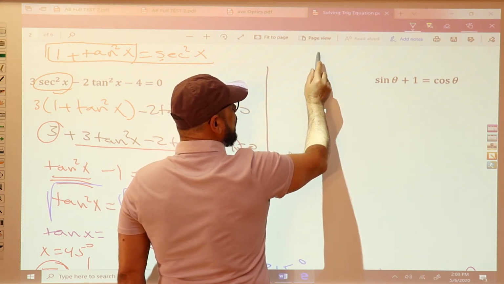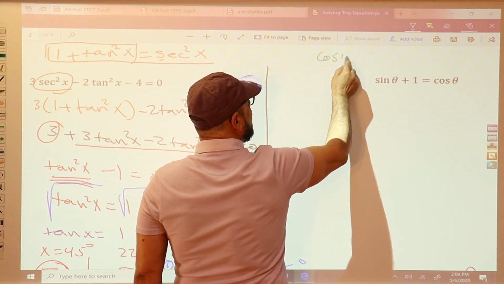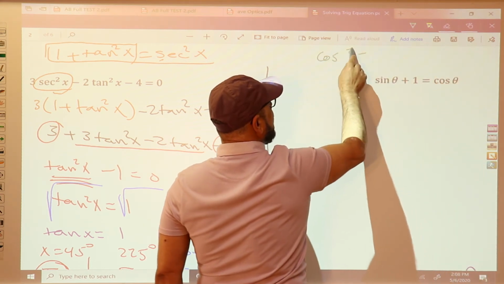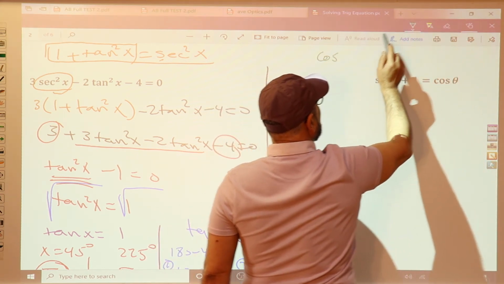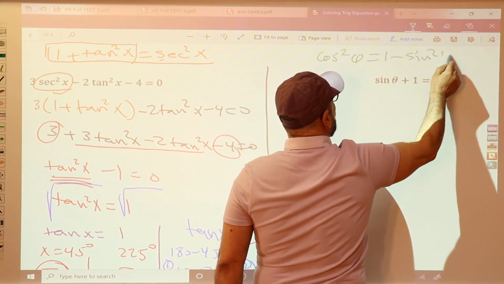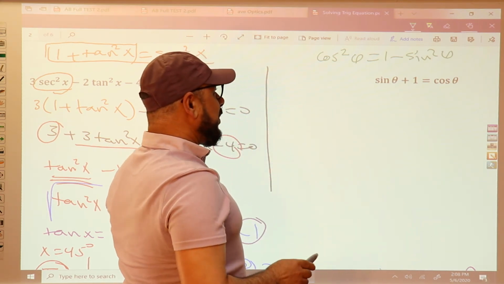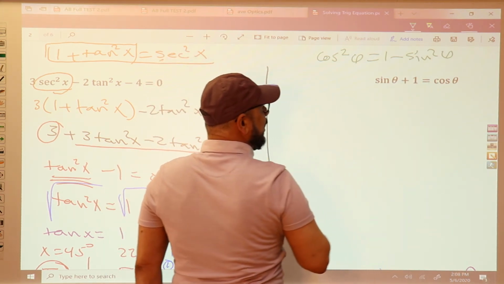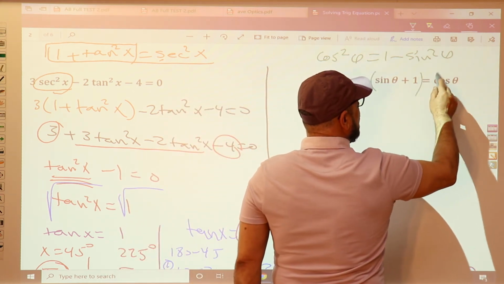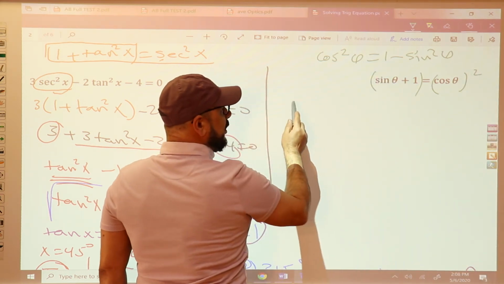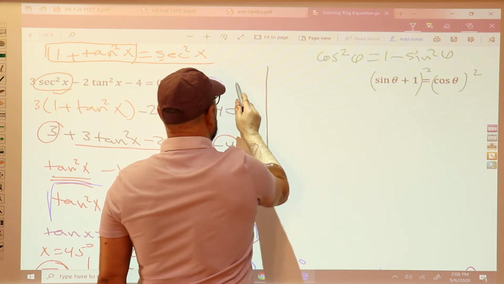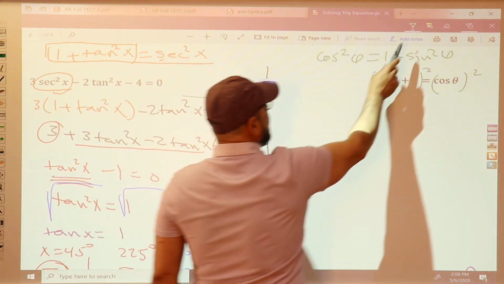Okay, I'm going to give you a small hint. Cosine square theta, I'm sorry, cosine square theta equals 1 minus sine square theta. This is the first hint. I have cosine theta, right? Then what I have to do is square both sides. This sine theta plus 1, you can foil it. You remember foiling, guys?